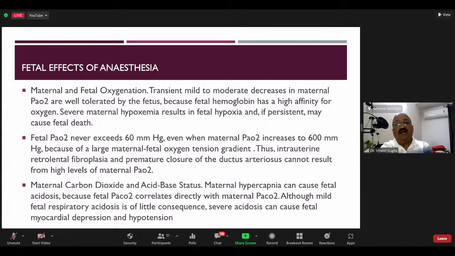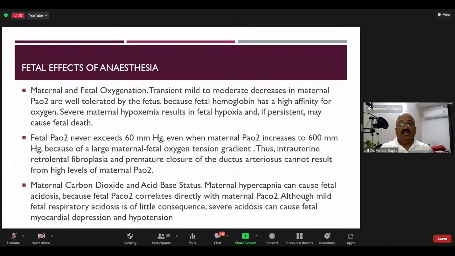Second is actually the oxygen dissociation curve. Fetal PO2 never exceeds 60 mmHg even when maternal PaO2 increases to 600 mmHg because of a large maternal-fetal oxygen tension gradient. Thus, intrauterine retrolental fibroplasia and premature closure of ductus arteriosus cannot result from high levels of maternal PaO2.